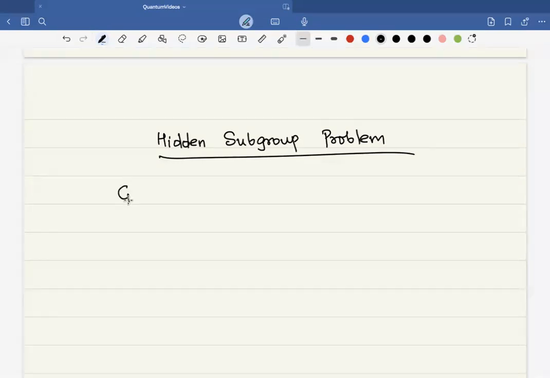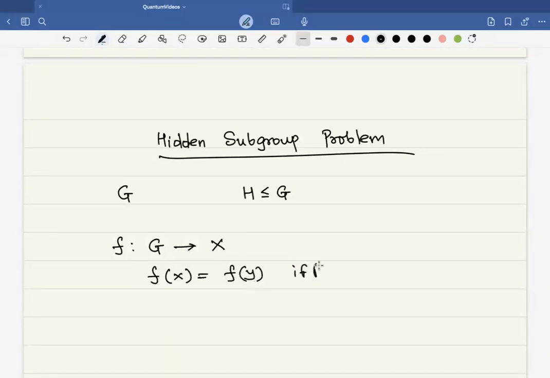We have a group G and some unknown subgroup H of G, and we have a function f going from G to some set X, which has the following property. f(x) is equal to f(y) if and only if x minus y belongs to H, which means that the function is constant on the cosets of H.